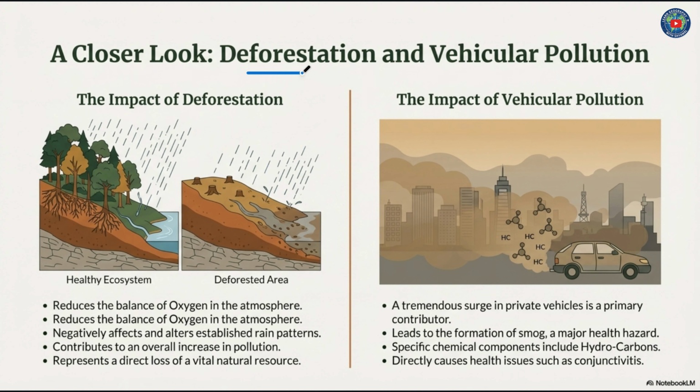A closer look: deforestation and vehicular pollution. The impact of deforestation on a healthy ecosystem and deforested area: it reduces the balance of oxygen in the atmosphere, negatively affects and alters established rain patterns, contributes to an overall increase in pollution, and represents a direct loss of vital natural resources. The impact of vehicular pollution: a tremendous surge in private vehicles is a primary contributor, leading to the formation of smoke, a major health hazard. Specific chemical components include hydrocarbons, which directly cause health issues such as conjunctivitis.